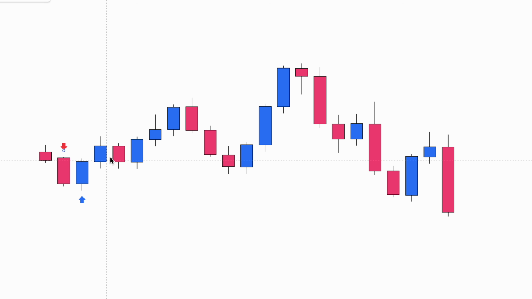Now, as the market continues to push higher and higher, we wait for the same sequence to close down. We see that on this candle, closes below this previous candle's low. So I'll mark it out again with an arrow above. So when we see this candle closing below this candle's low, that validates this is a valid high.